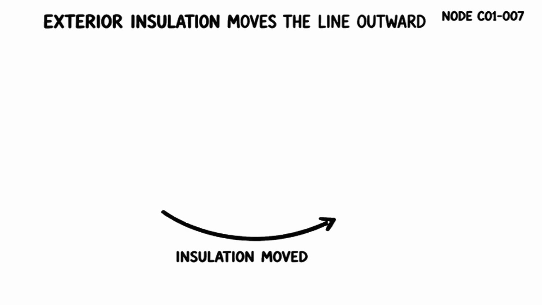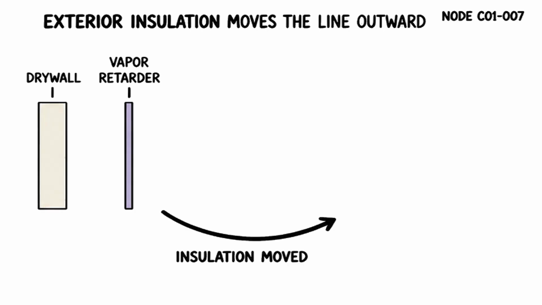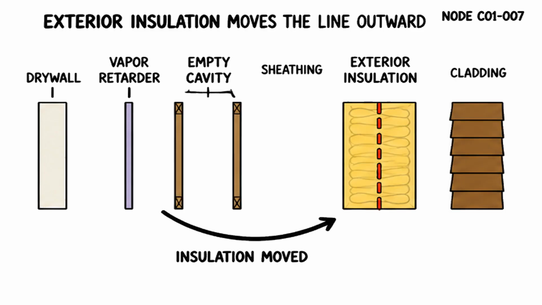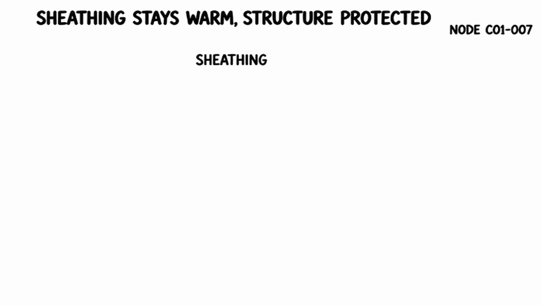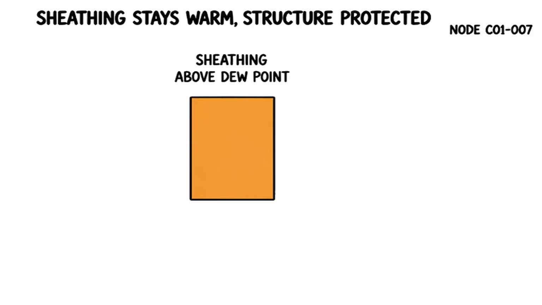Now move the insulation. Same wall, same R value, but push the insulation to the outside of the sheathing. Watch the gradient redraw. The sheathing is now inside the warm envelope, and the dew point plane slides outward, away from the structure. The sheathing is now above the dew point. It is no longer a condensation surface.